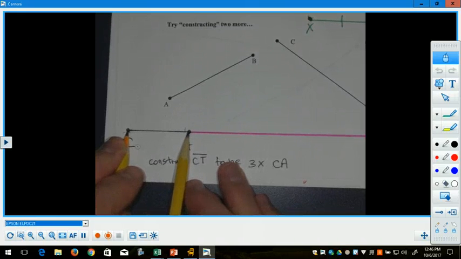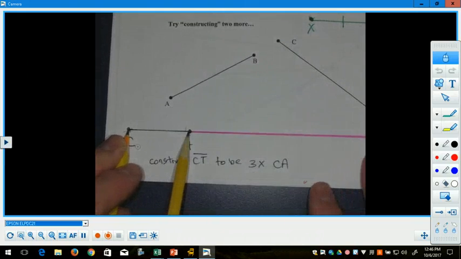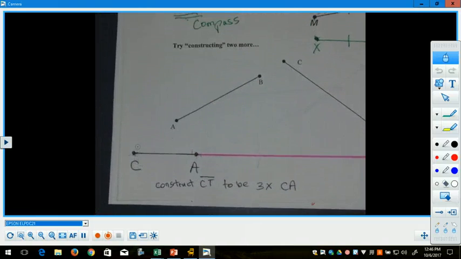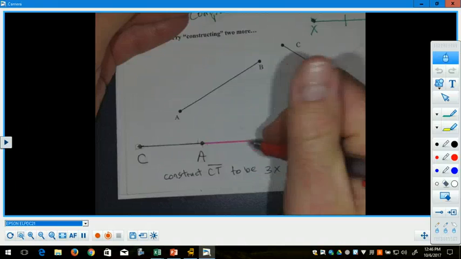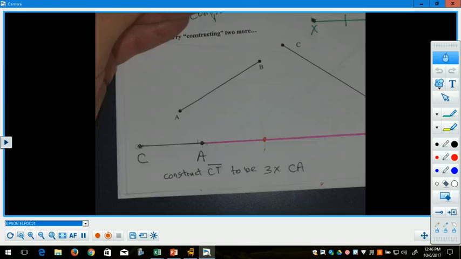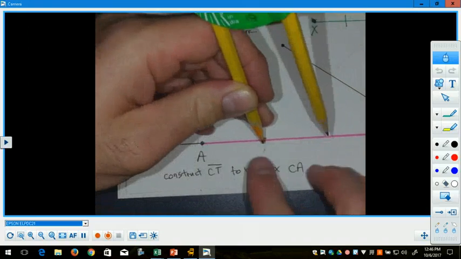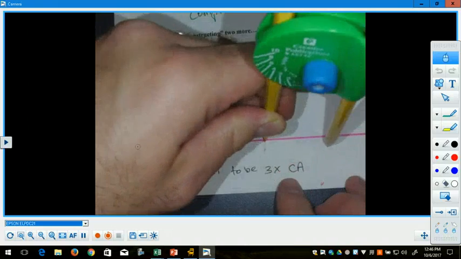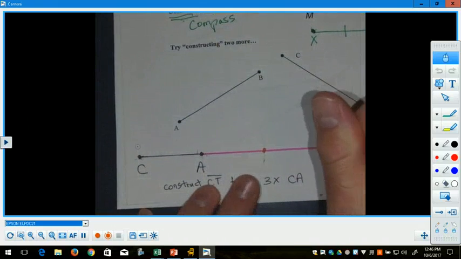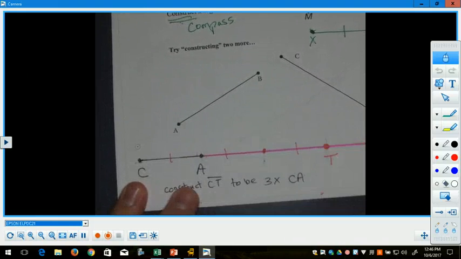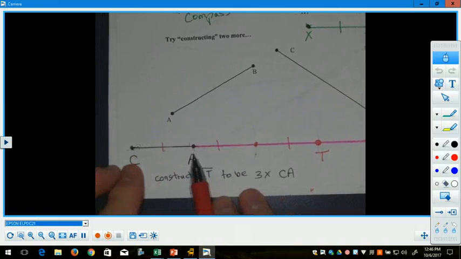You might have to move your compass. Lock your compass though. Try not to touch this part. Only touch the part that has the peg once it's locked. And I'm going to do a small arc here. So now this point, how much is C to this point compared to C to A? 2 times bigger. And now I'm going to drop my sharp point onto that point and do another arc. And now this point right here is where I'll put T. So that CT is 1, 2, 3 times the size of the original segment, CA.